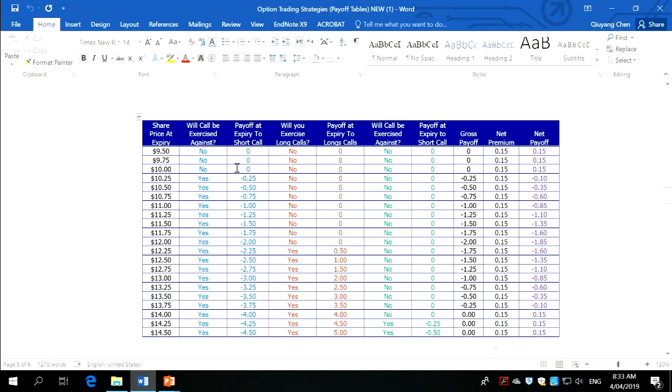Now, if you sum up this blue column, red column, and green column, we get a gross payoff here.